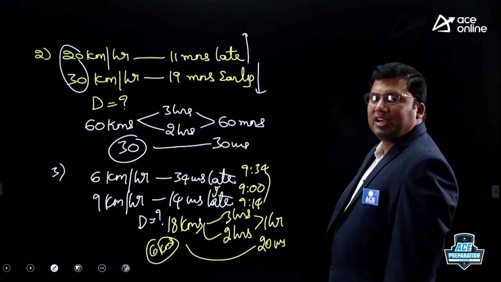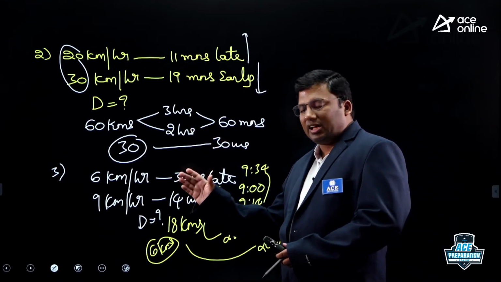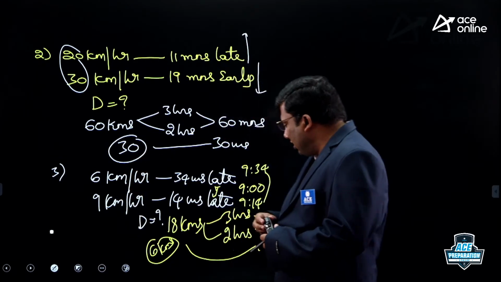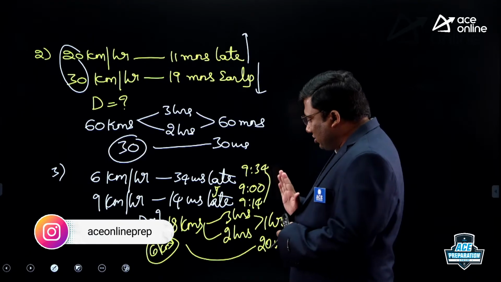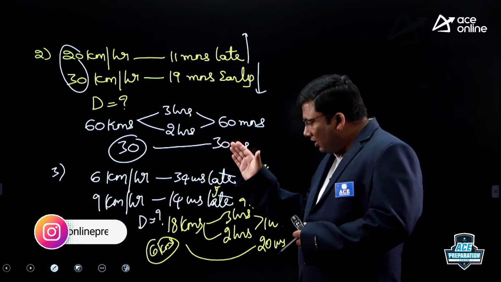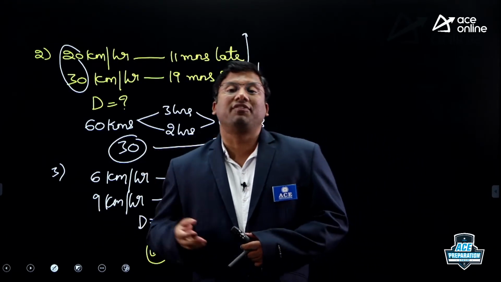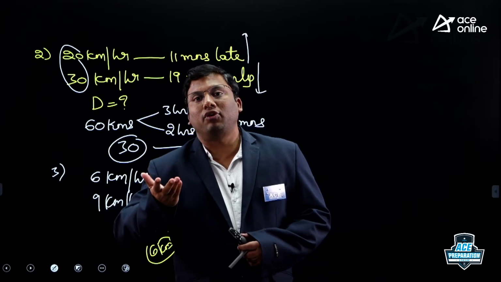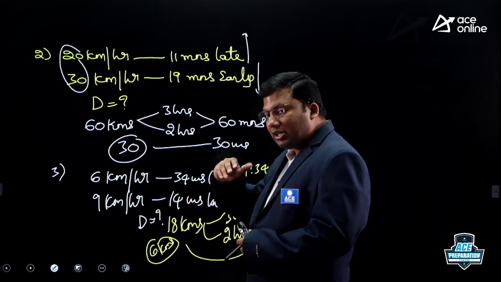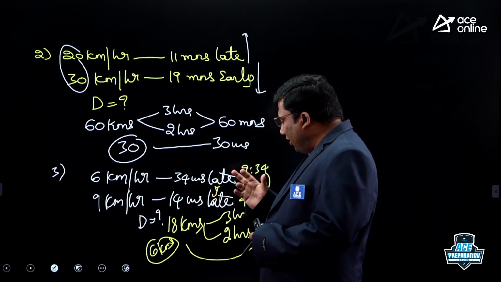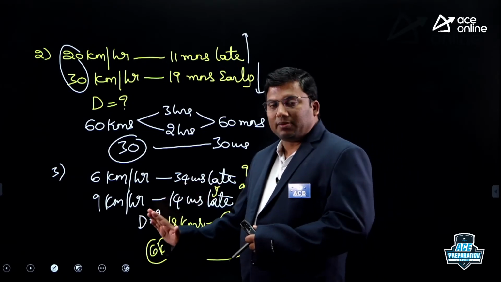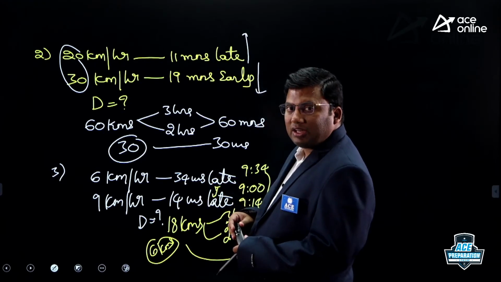How easily you can solve this question. 6 and 9, the LCM is 18. This is 3 hours, this is 2 hours. Gap is 1 hour, which is 60 minutes, and 60 minutes is 18 kilometers. 34 forward, 14 also forward. Instead of 9 o'clock, I reached 34 minutes late, 9:34, and 14 minutes late, 9:14. Gap is 20 minutes. 60 by 3 is 20, 18 by 3 is 6 kilometers.